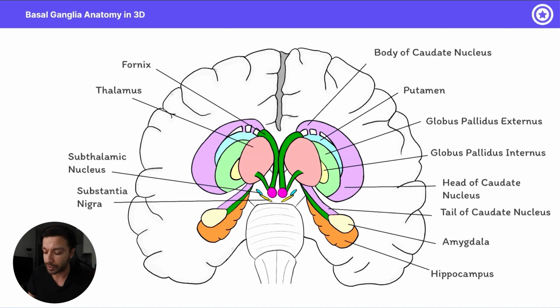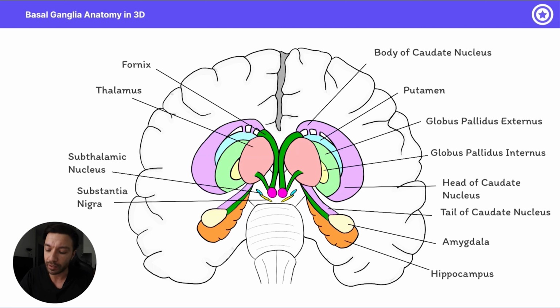And like we had already mentioned, we have our amygdala, and sitting just inferior to the amygdala is the hippocampus. The amygdala and the hippocampus are actually found within the temporal lobes, and they follow the course of the lateral ventricles. If you think about it, we would have the lateral ventricles coming this way and then wrapping underneath. They follow the same course as the caudate nucleus.